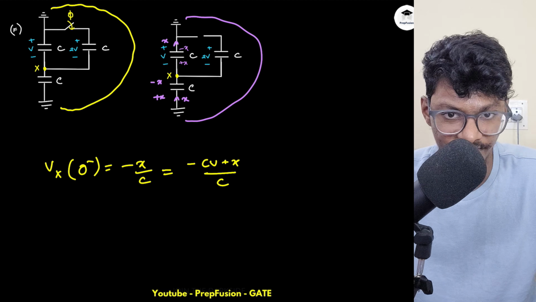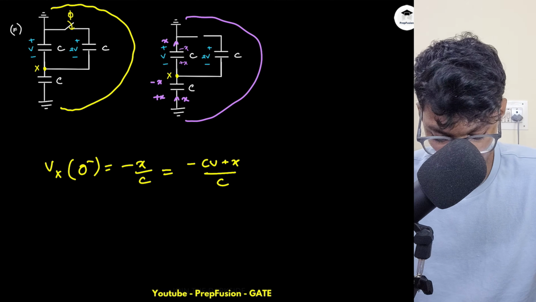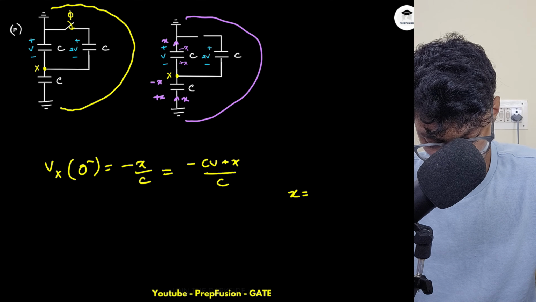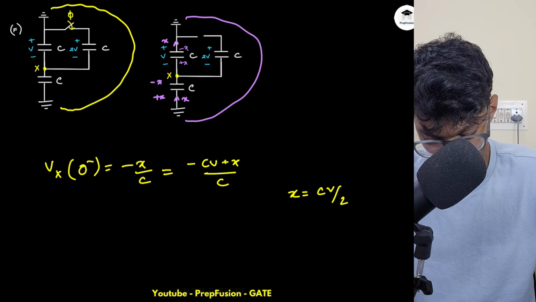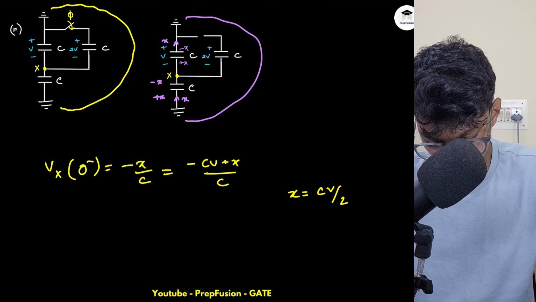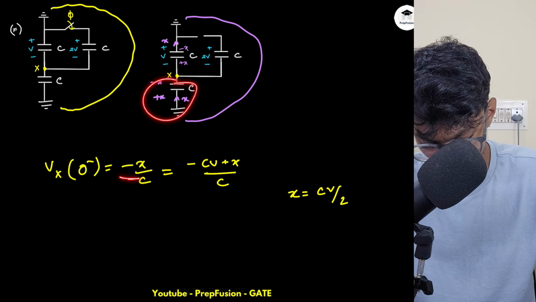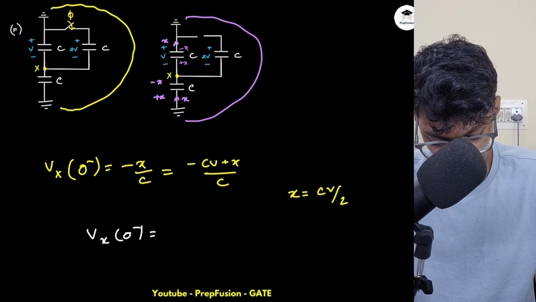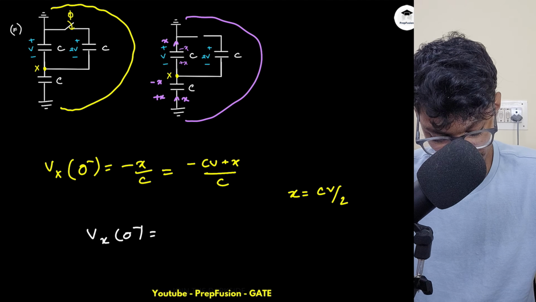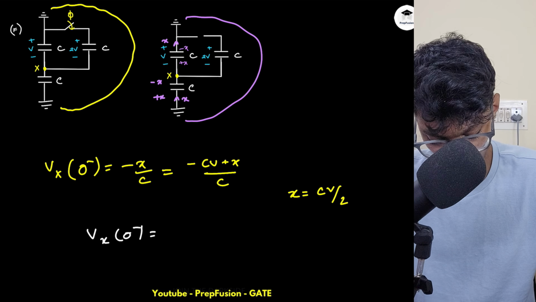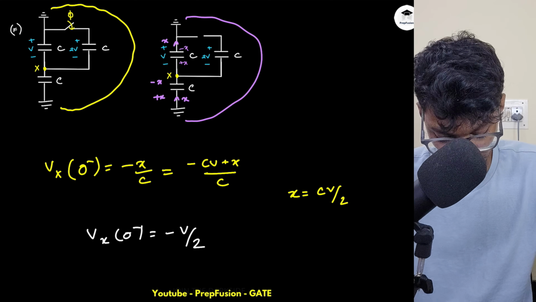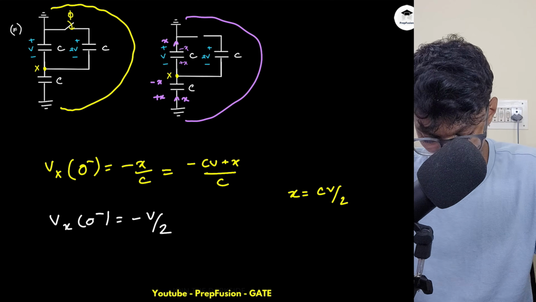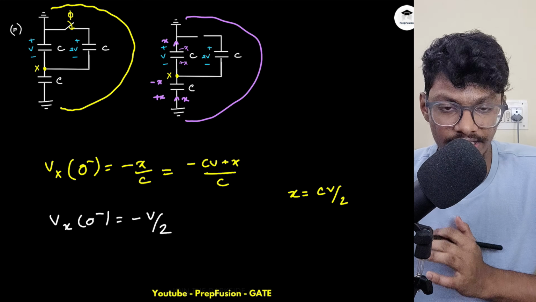I have only one unknown variable, so I have only one equation. So C will get cancelled and my X will become CV by 2. So what will be Vx? Vx will be minus X by C. So Vx at 0 minus will be minus CV by 2 by C. So this will be minus V by 2. Minus V by 2. So this voltage will be simply minus V by 2 for t less than 0.